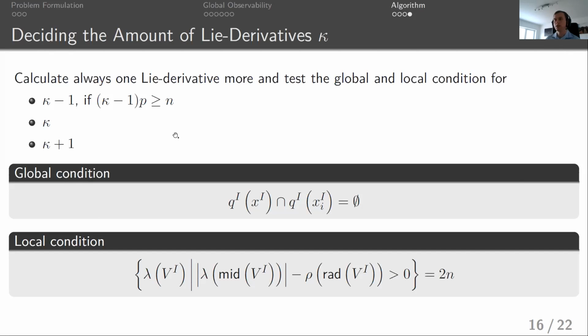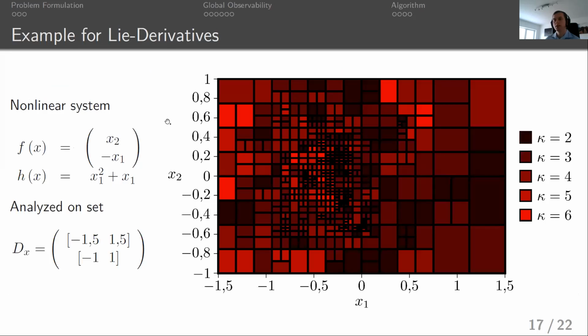And this we can see in the next example. For this example, we already proved analytically that it is globally observable. Given this to the algorithm with the set that we are interested in, we got this output. Here we can see every interval for which observability could have been proven. And these are also color-coded. The dark squares are where the algorithm needed fewer Lie derivatives, and the brighter ones are those where the algorithm needed more Lie derivatives.